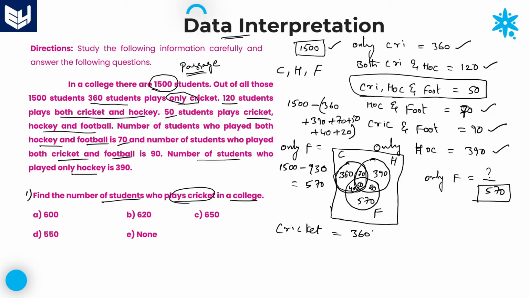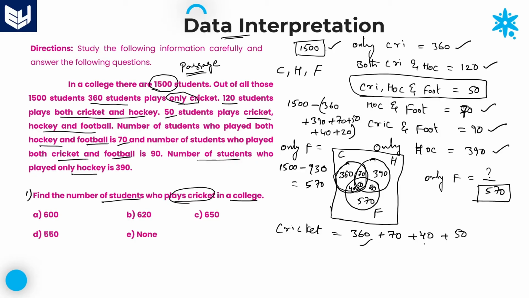One is 360. This 360 is only cricket, the number of students who are playing only cricket. And after that, 70 is also there in that circle. That is only cricket and hockey. And next 40. This 40 is only cricket and football. And next 50. This 50 is a combination of cricket, hockey and football, all three games. Now you just add all these values.